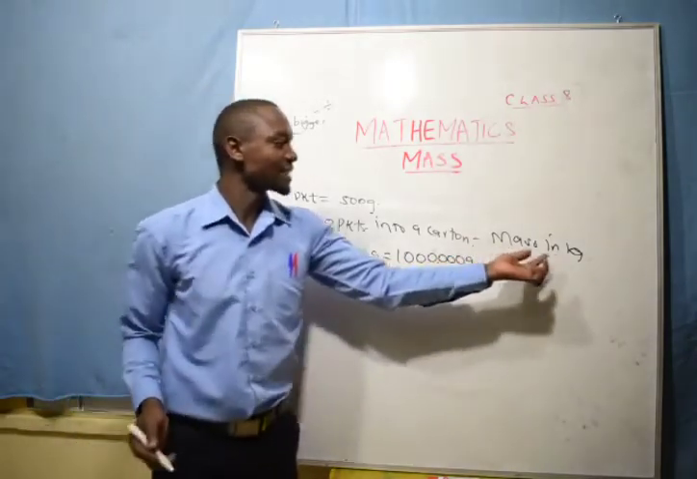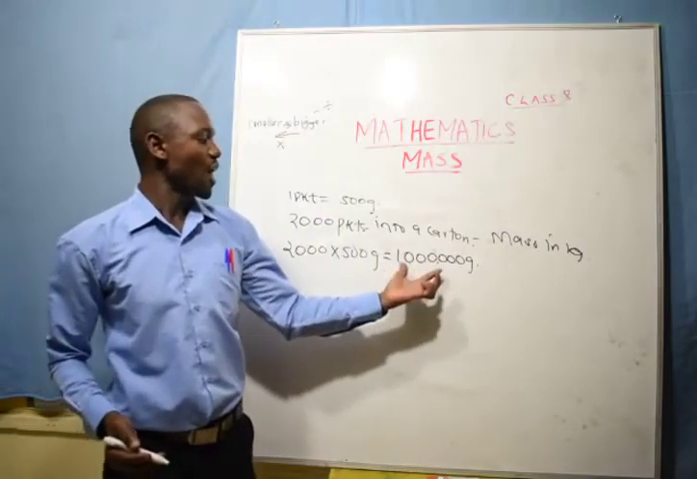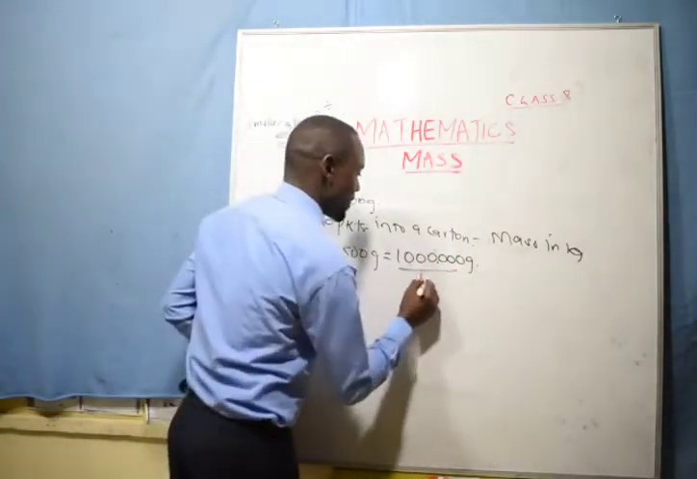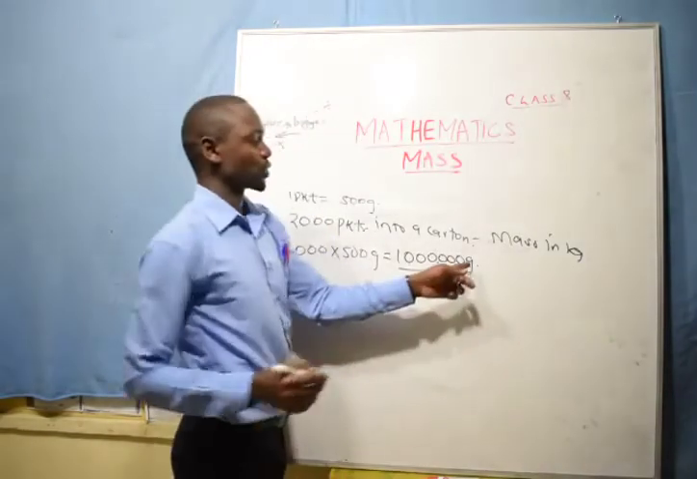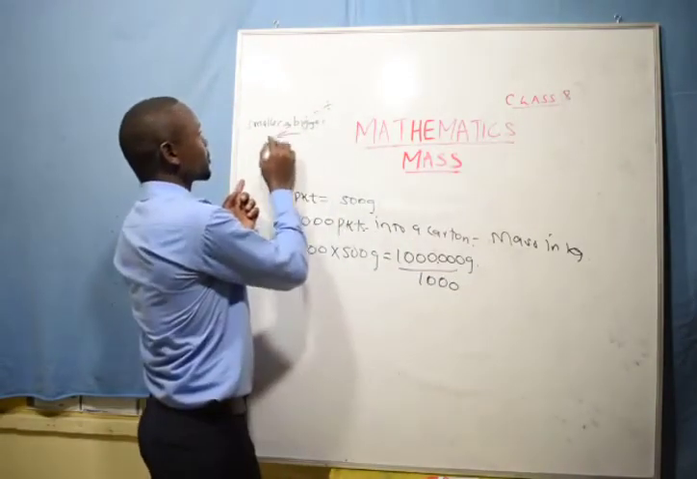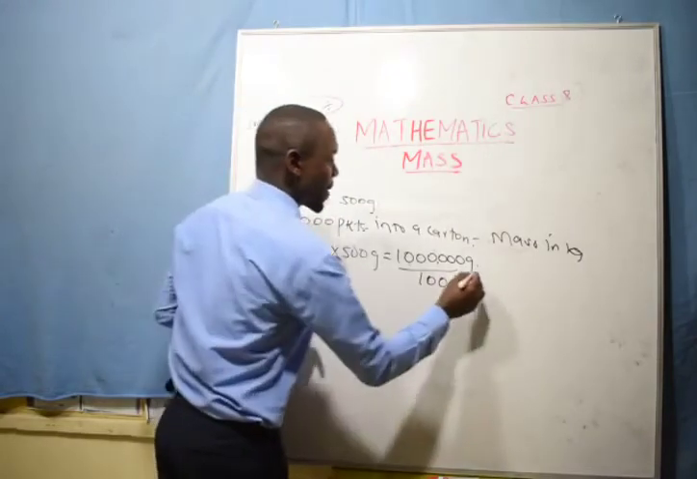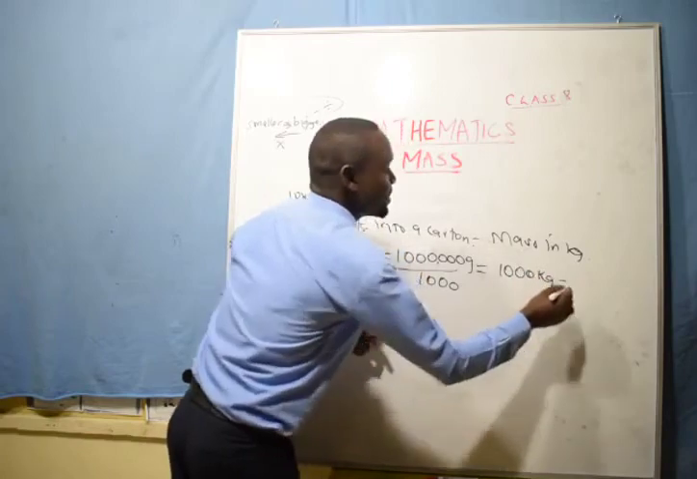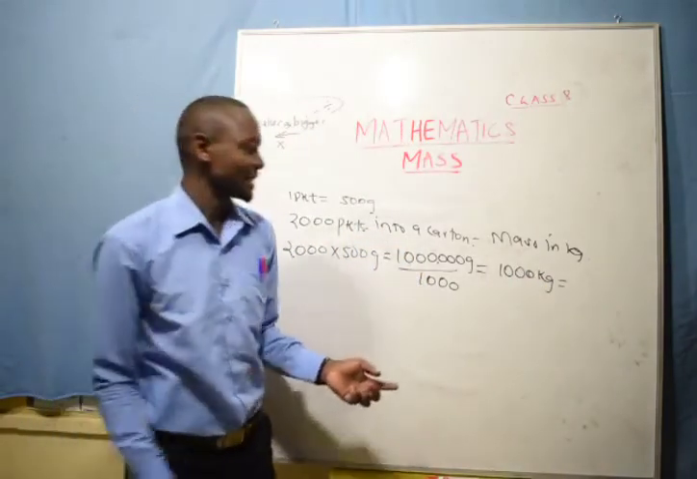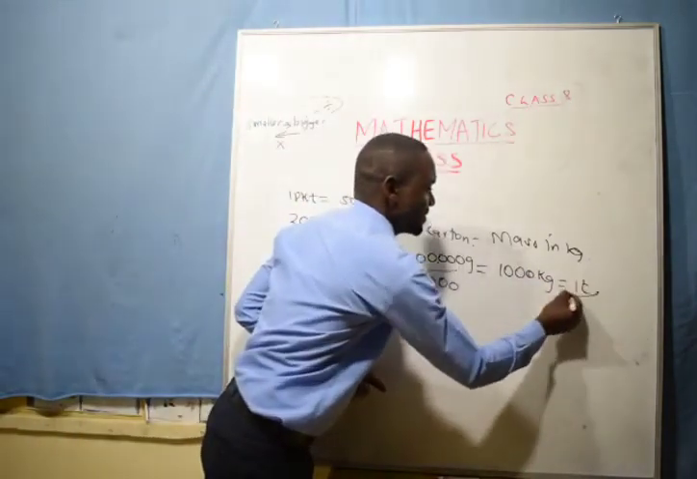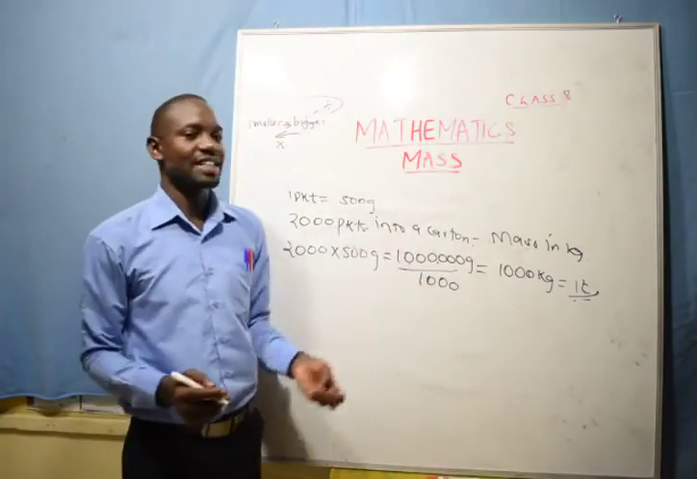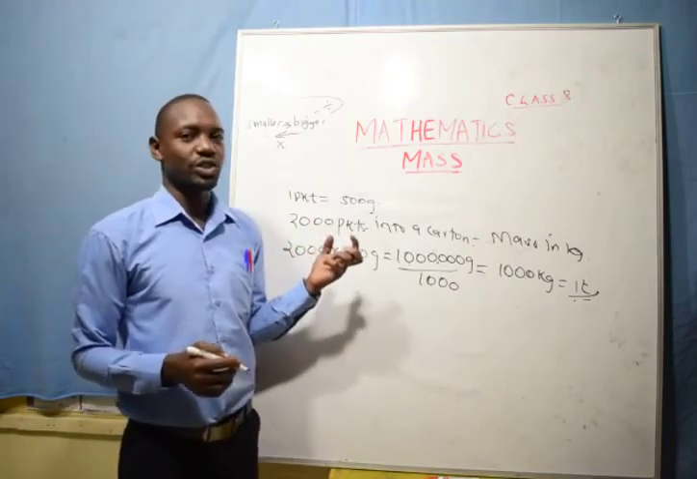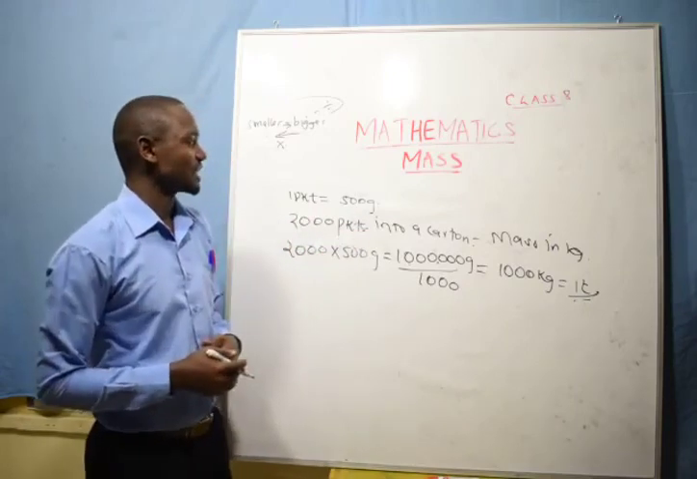You are told to give your answer in kilograms. So what are we going to do to convert these grams into kilograms? We divide by 1,000. We are converting from small to big, and from small to big we divide. So the total mass is 1,000 kilograms, which is the same as how many tons, class? The same as 1 ton. That is the weight of that carton. That is how you approach such questions.